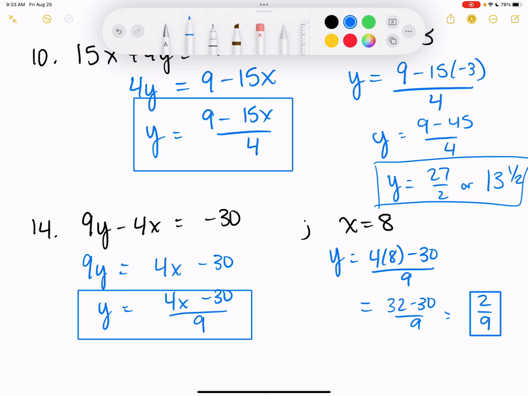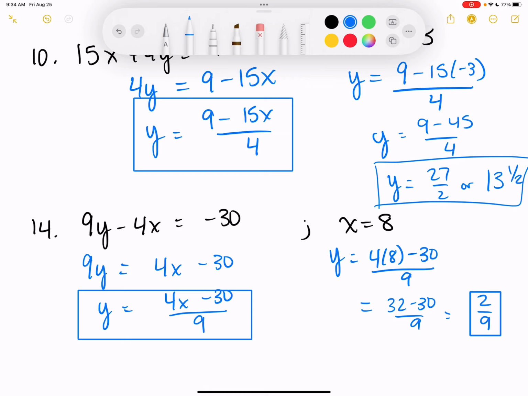All right, what did we get when we solved for y? Not like the final answer, just when you solved for y. Y equals negative 30 plus 4x divided by 9. Yep, and then what did we get when we plugged in 8? Y equals 2. Yep. 9.